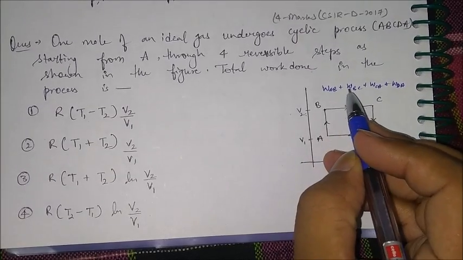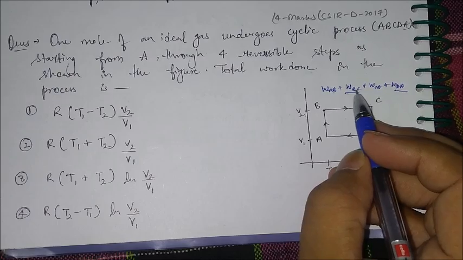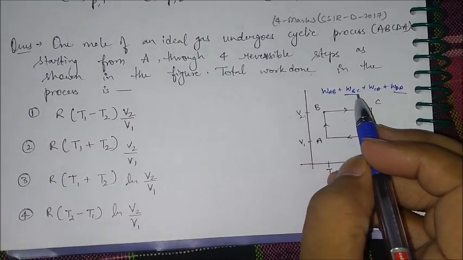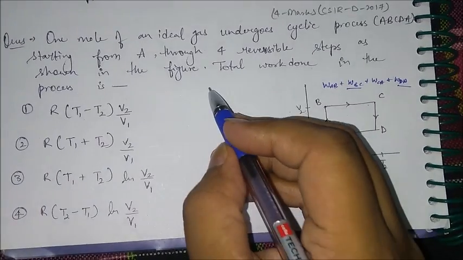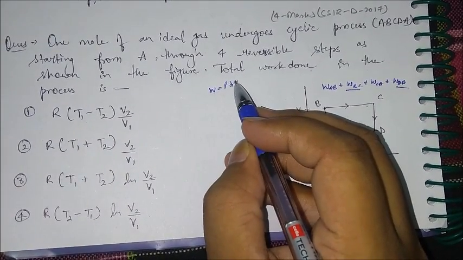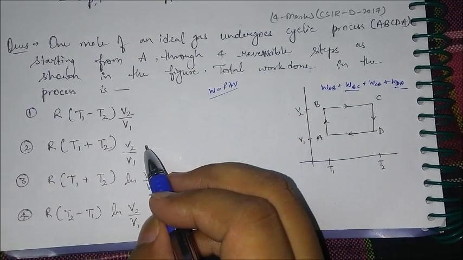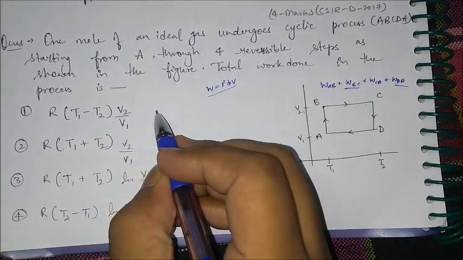So WBC and WDA will be 0, because work done in an isochoric process is 0. Work done is W equals PdV, and since in an isochoric process dV is equal to 0, that's why work done will also be 0. So we are left with only two work done terms. Let's find out WAB.